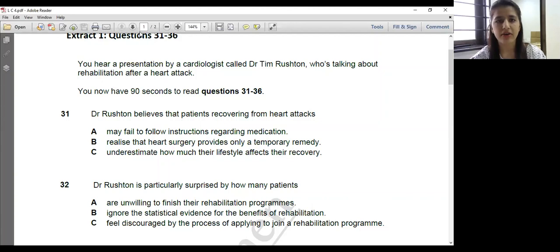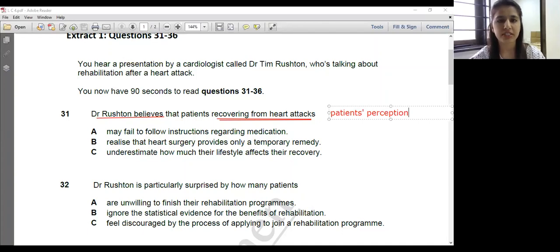So as you can see here, the first question says, Dr. Reston believes that patients recovering from heart attacks. So what is his belief about the patients who are recovering from heart attack? So in this part of the conversation, I can predict that he's going to talk mainly about the perception, okay? Patients' perception, particularly those patients who are recovering from a heart attack.